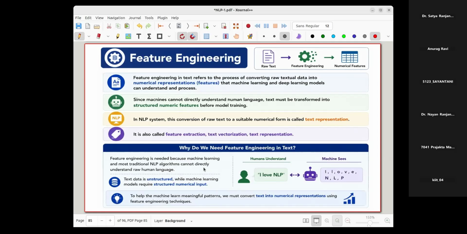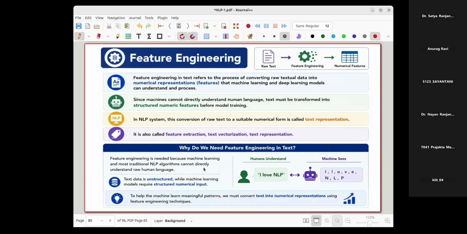One is pre-processing, and this one is feature engineering. Okay. So what is feature engineering? It refers to the process of converting raw text into numerical representation. We call them features, because we know that machine learning or deep learning models cannot understand and process text. They can only understand numbers or numerical representation.